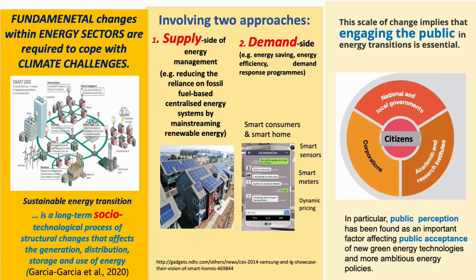As you can see from the diagram in the middle, sustainable energy transitions involve 2 main approaches. The first approach is related to the supply side of energy management. That is how we generate energy to ensure the supply of energy is sustainable while reducing the reliance on fossil fuel-based energy systems. A key solution is to mainstream renewable energy. The second approach is related to the demand side of energy management, which is about how we can manage our demand for energy so that we can become sustainable. The demand side has an emphasis on energy saving, energy efficiency, and demand response programs.